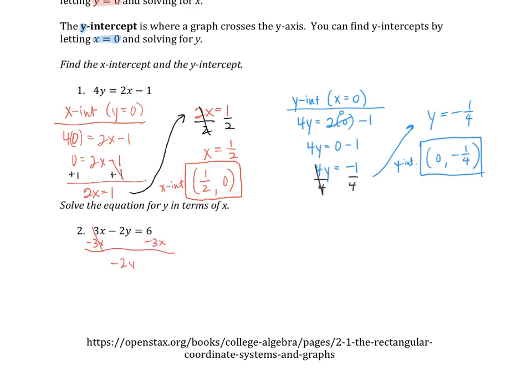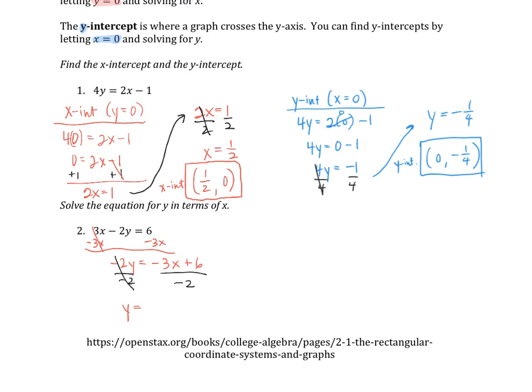So we will get negative 2y equals negative 3x plus 6. Remember that you can't add that negative 3 and the 6 because the negative 3 is with the x. So negative 3x and 6 are not like terms. Then we want to divide by negative 2. Remember, you have to divide the entire side by negative 2.